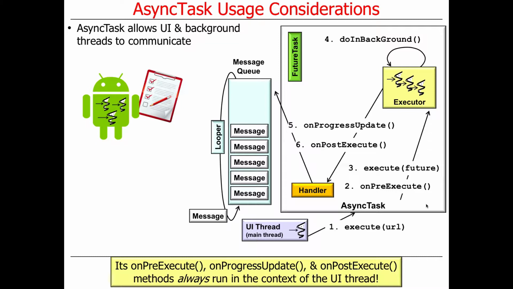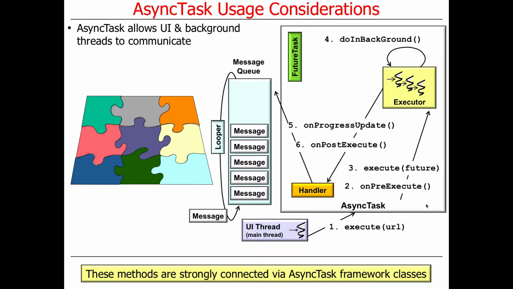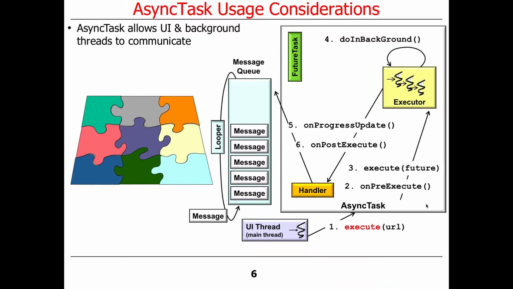And in particular, it has these hook methods on pre-execute, on progress update, on post-execute, and these always run in the context of the UI thread. And the framework's purpose is to make that easy to do. These methods, and the pieces of the async task framework that we just looked at, they're strongly connected in the sense that it's got a very simple surface area. You just extend, and then it keeps track of all these things, and you don't have to know about the details of how it all works, which is cool.